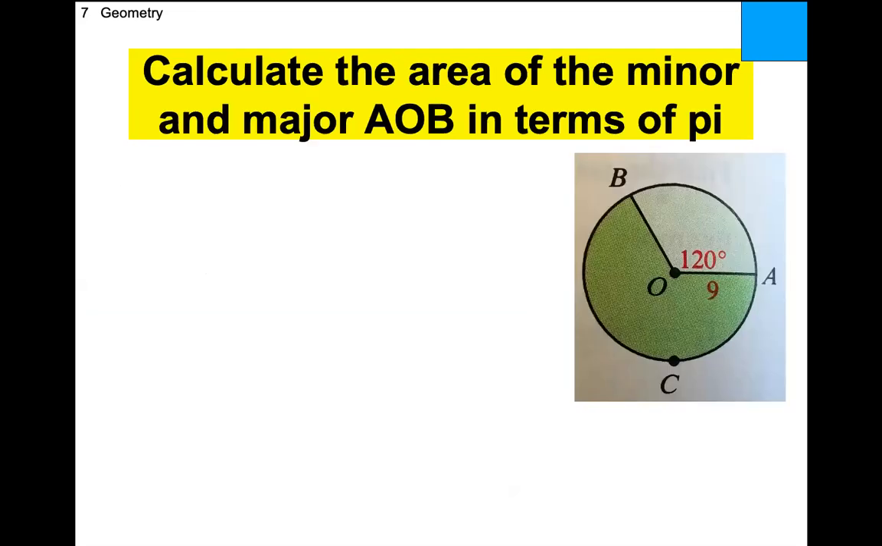All right. Calculate the area of the minor and the major sector. Okay. By the way, it's the same one as the previous one. So Micah, do the minor one. The minor one would be the smaller, this area right here. Calculating that area? Yeah. So 120 over 360 times pi r squared, which R is 9.